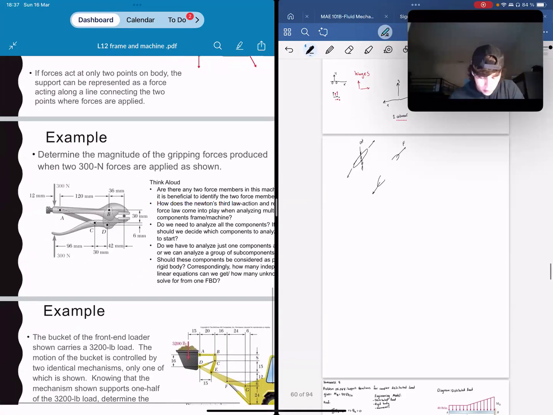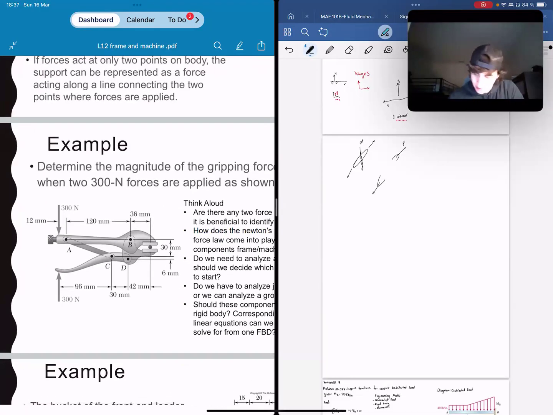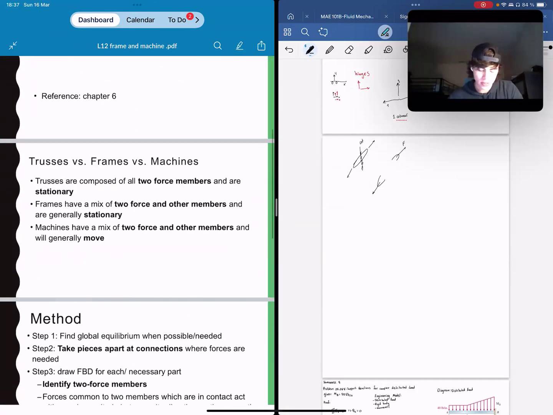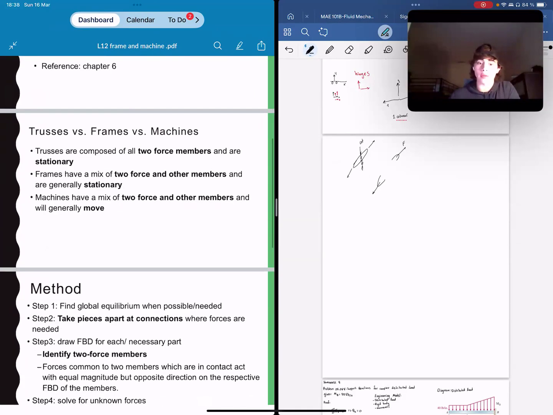I don't remember the name of this gripping in English, but this could be categorized as a frame, right? And then you have machines that are composed of multiple two-force members, multiple other parts, and they will move, right? They will generally move. That is pretty much any mechanical device that we see: cars, airplanes, motors. Well, motors, the pistons of the motors are moving. Those type of machinery, right?